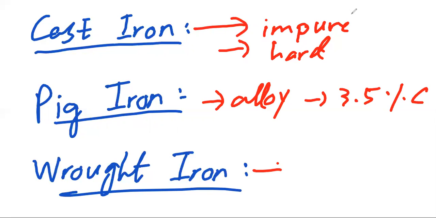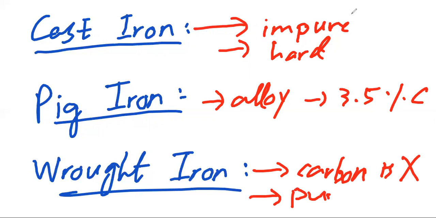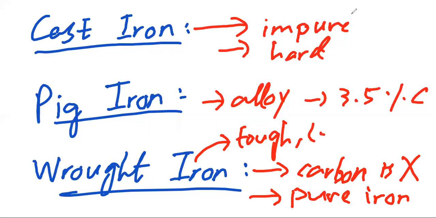What is wrought iron? When the carbon is removed, pure iron is obtained. The pure form of iron is known as wrought iron. Wrought iron contains only a very small percentage of carbon, like 0.001%, and its characteristics are tough. Wrought iron is tough, less fusible than pig iron.